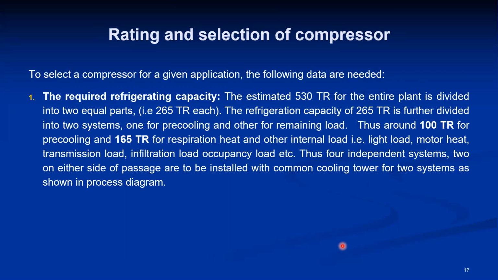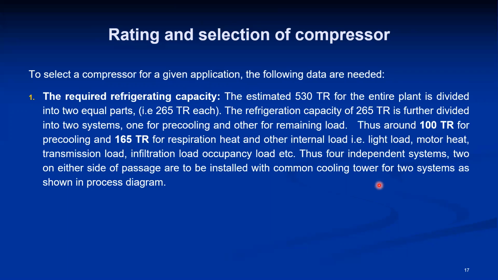So 265 TR this side, 265 TR this side. And out of that, the 265 TR is further divided into 2 systems. In each side, one system is for pre-cooling and the other for the remaining load, that is the regular holding load. Thus around 100 TR for pre-cooling and 165 TR for respiration heat and other internal loads, that is lighting load, motor heat, then transmission load, infiltration load, occupancy load, etc.